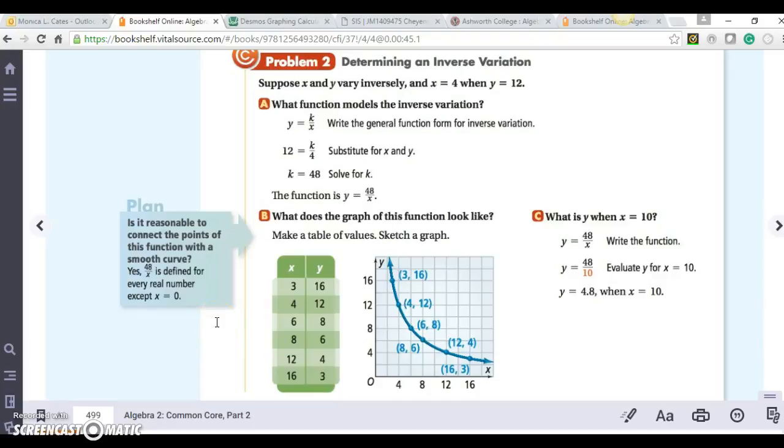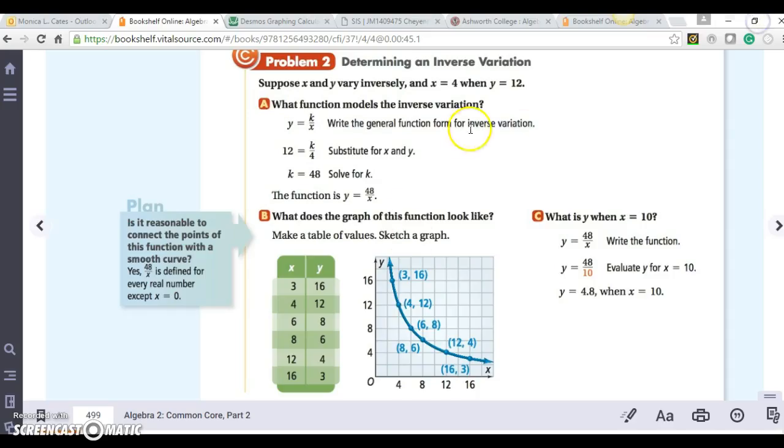Okay, we're looking at problem 2, and it says determining an inverse variation. Suppose x and y vary inversely, and x equals 4 when y equals 12. What function models the inverse variation? I'm going to do it a little bit different from the example.